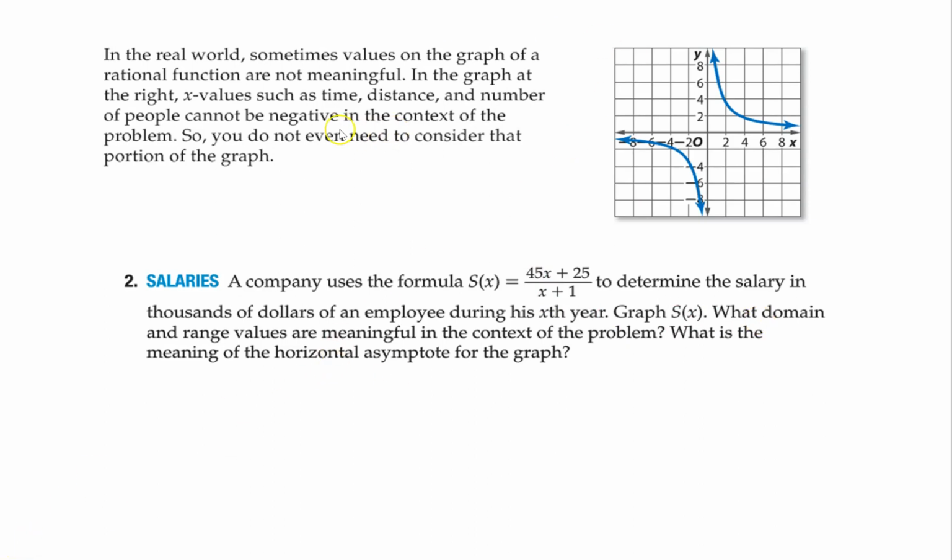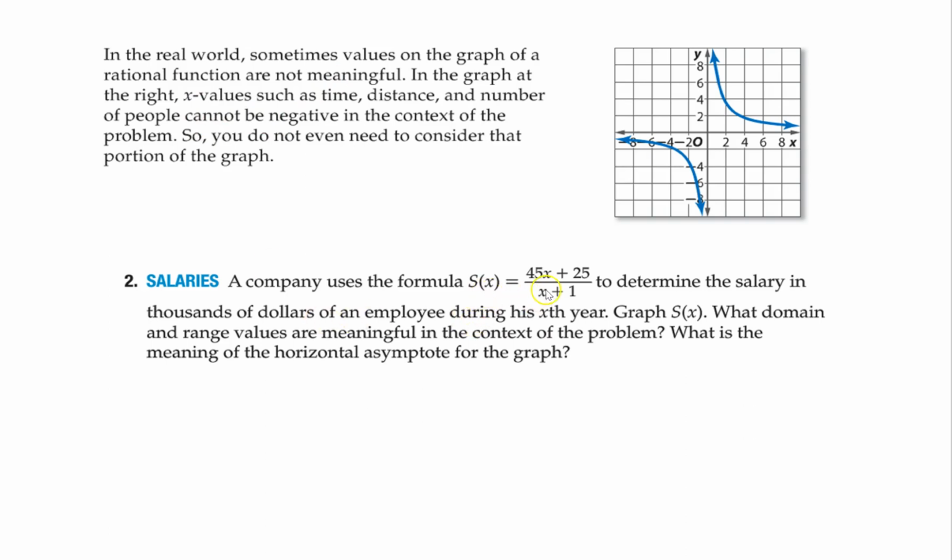Now let's look at this application problem. Right, this stuff comes up in real life. Now, as always, keep in mind when they ask you, what part of it do you use? What domain values work? Real life problem, positive values, right? We're not going to use negative values. We're not going to have negative sales or negative something. So there's a problem here.